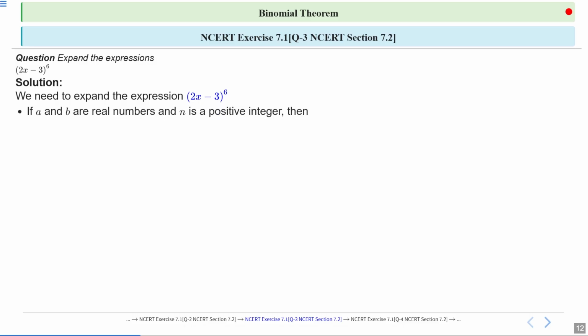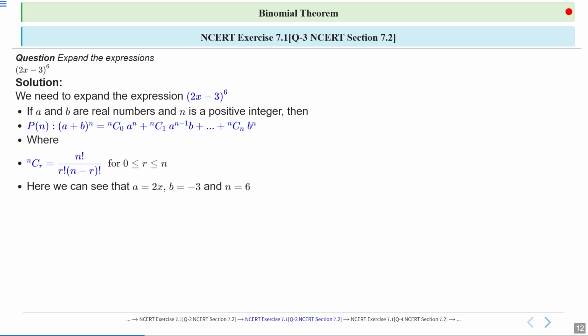If a and b are real numbers and n is a positive integer, then (a + b)^n is equal to nC0 a^n + nC1 a^(n−1) b + ... + nCn b^n. Now the binomial coefficient nCr is calculated as n factorial upon r factorial times (n − r) factorial for 0 ≤ r ≤ n. Here we can see that a = 2x, b = −3 and n = 6. Now we will substitute these values into the binomial theorem.